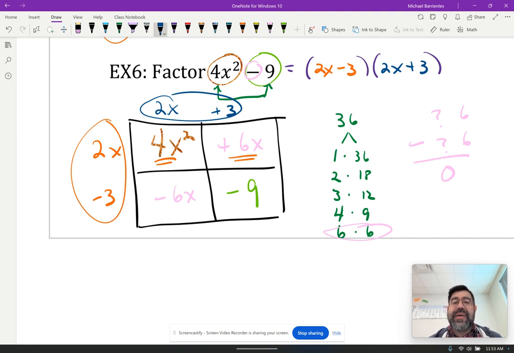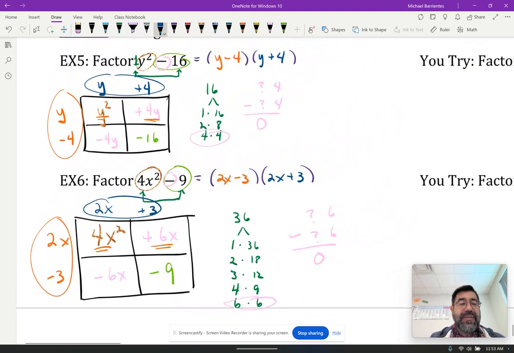The process is the same. The only thing you have to worry about is there isn't a middle term. There's only 2 terms. I'm missing the middle third term. So because it's not there, I'm looking to see what numbers I can put together to give me 0. But everything else is the same.